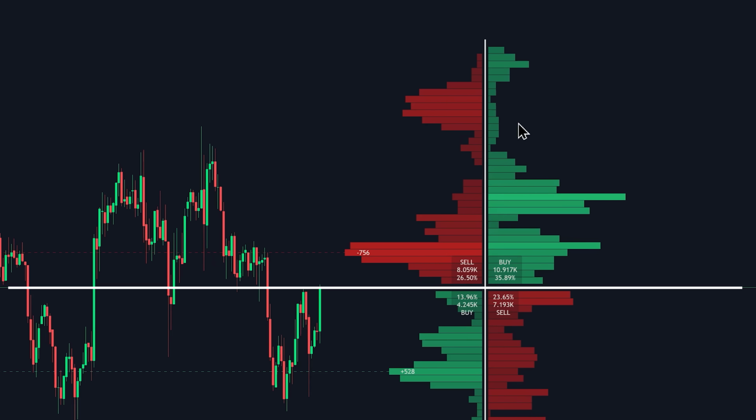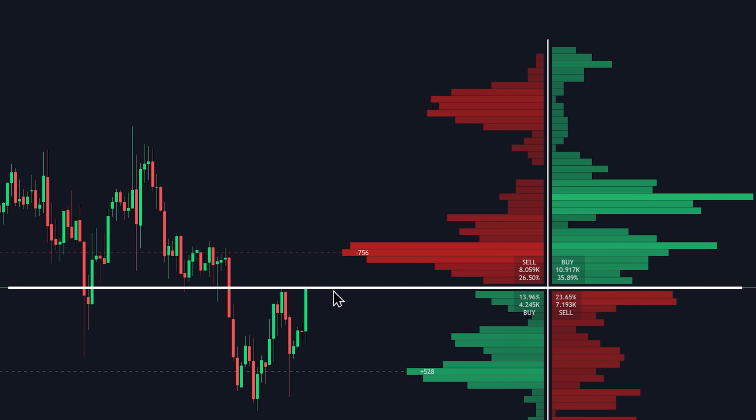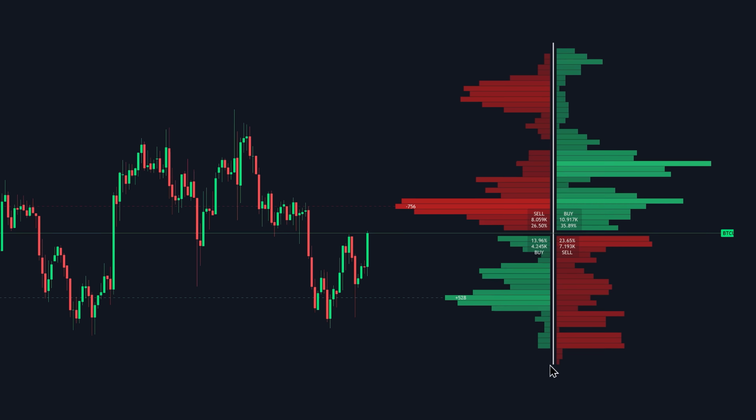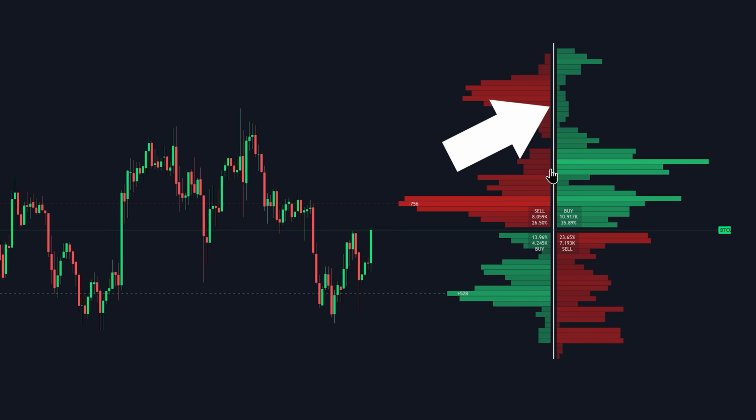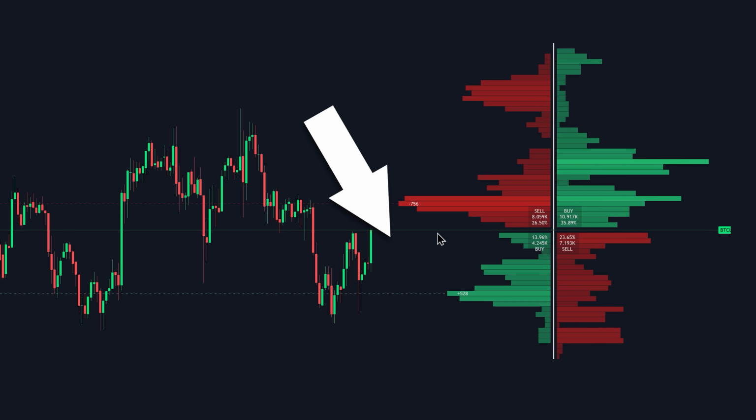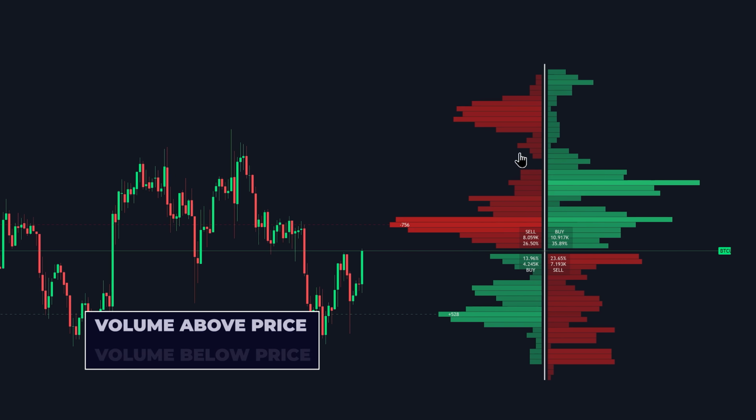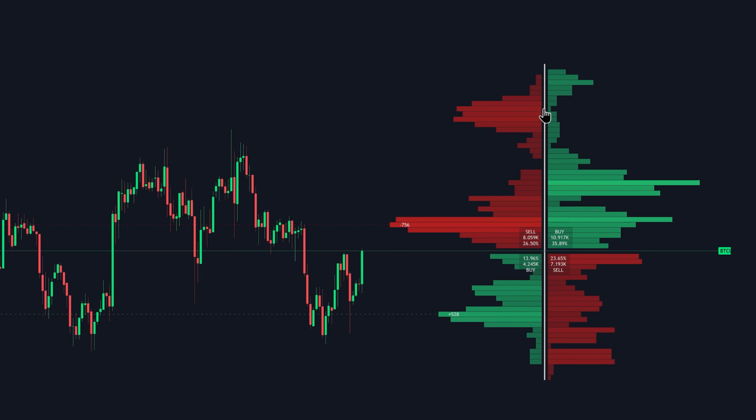This green horizontal line basically represents the current price of whatever market that you're using. And this white vertical line separates buy volume from sell volume. The current price line is also a separator. It splits the volume above price from the volume below the price. Together, these two lines create 4 volume quadrants around the current price, hence why the indicator is called Quadro Volume Profile.